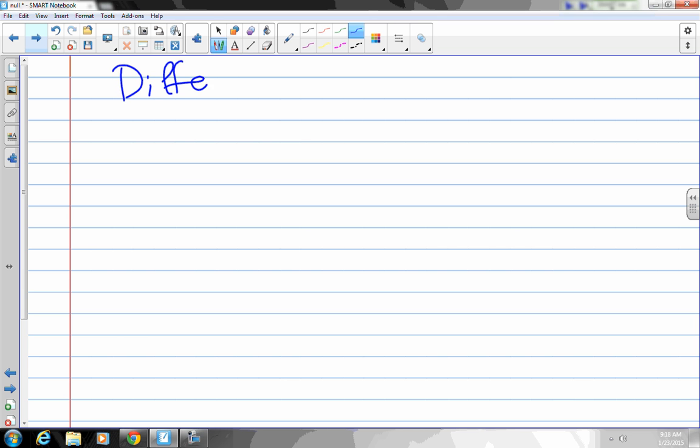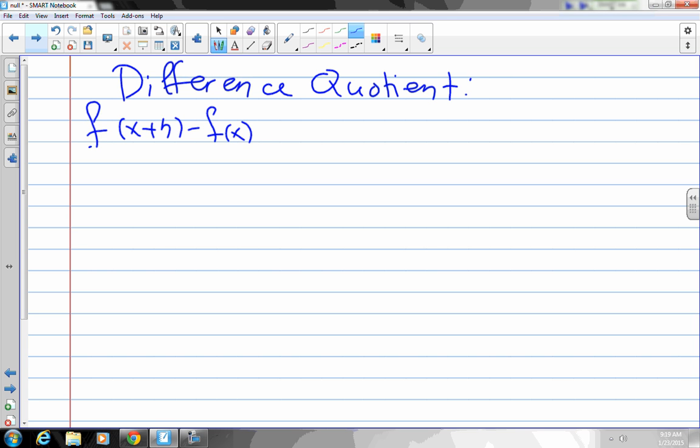Difference quotient. Do you guys remember that friendly animal from algebra? The whole f of x plus h minus f of x over h. Yeah, you remember that thing? It's going to be a big part of your Calc 1 life.